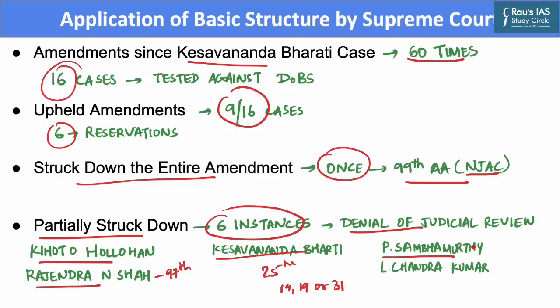In the P. Sambamurthy versus State of Andhra Pradesh case, the Supreme Court struck down a portion of the 32nd Amendment Act, which constituted an administrative tribunal for Andhra Pradesh for service matters, taking away the jurisdiction of the High Court. In the L. Chandra Kumar case of 1997, the Supreme Court struck down a portion of the 42nd Amendment Act, which set up administrative tribunals, excluding judicial review by high courts.